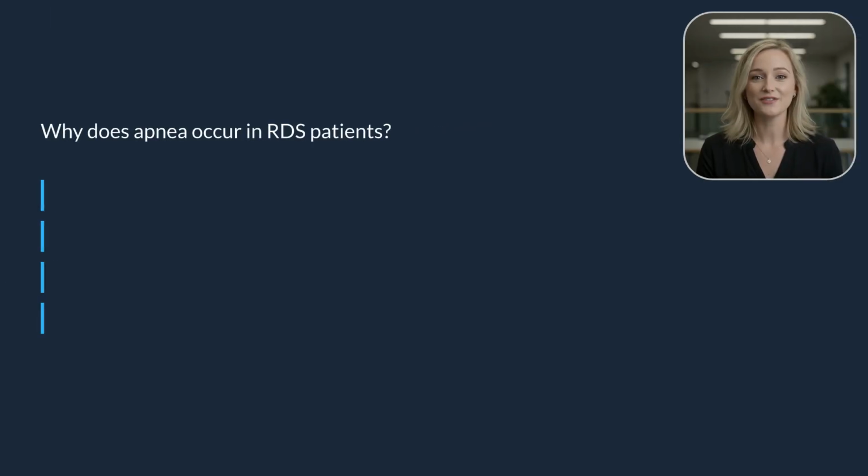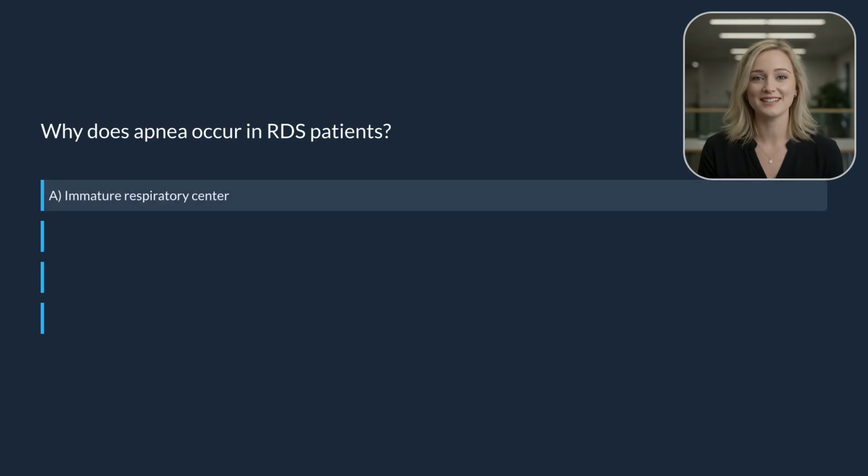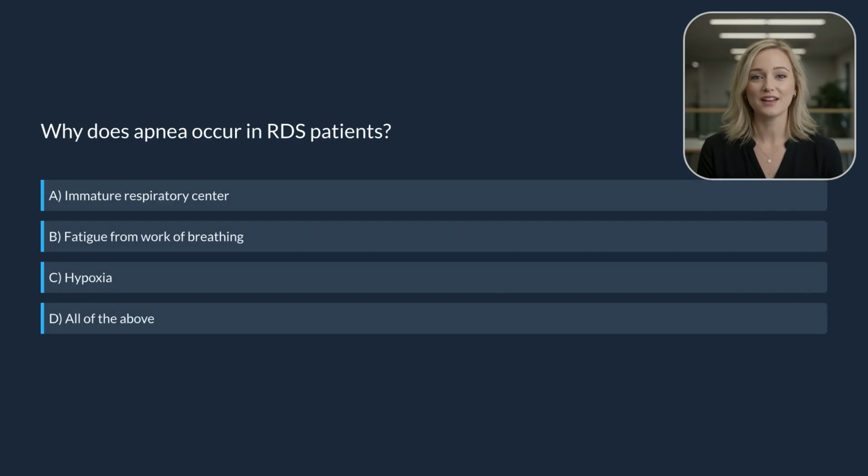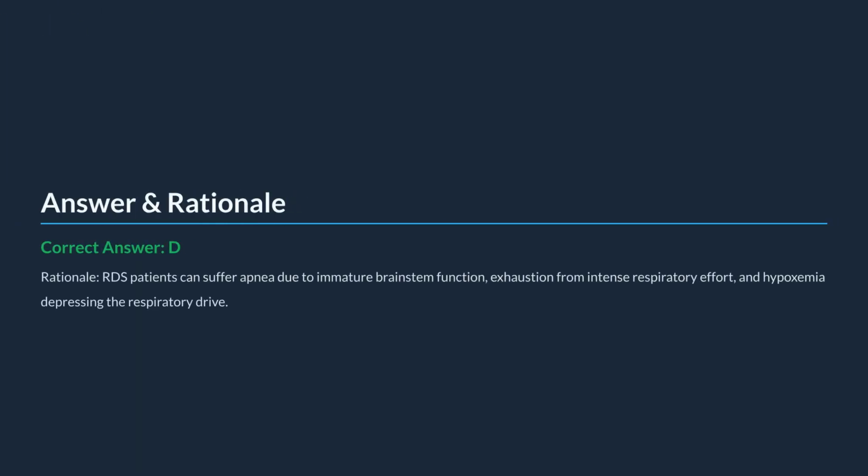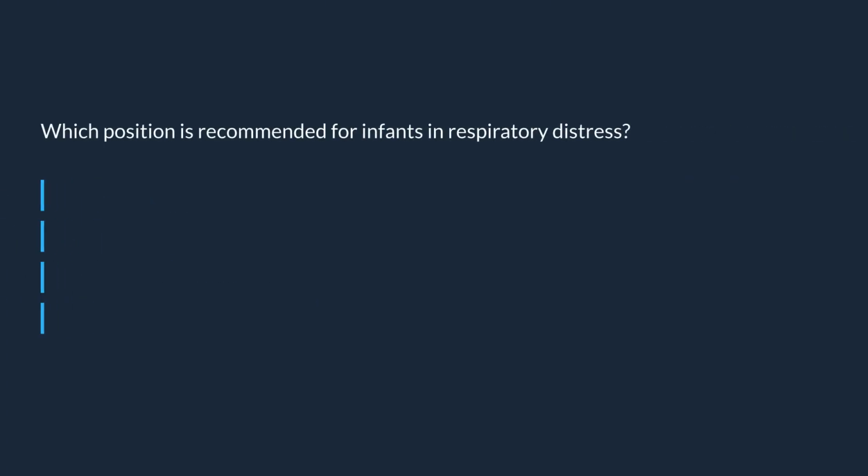Why does apnea occur in RDS patients? Is it due to an immature respiratory center, fatigue from work of breathing, hypoxia, or all of the above? The correct answer is D. RDS patients can suffer apnea due to immature brainstem function, exhaustion from intense respiratory effort, and hypoxemia depressing the respiratory drive.